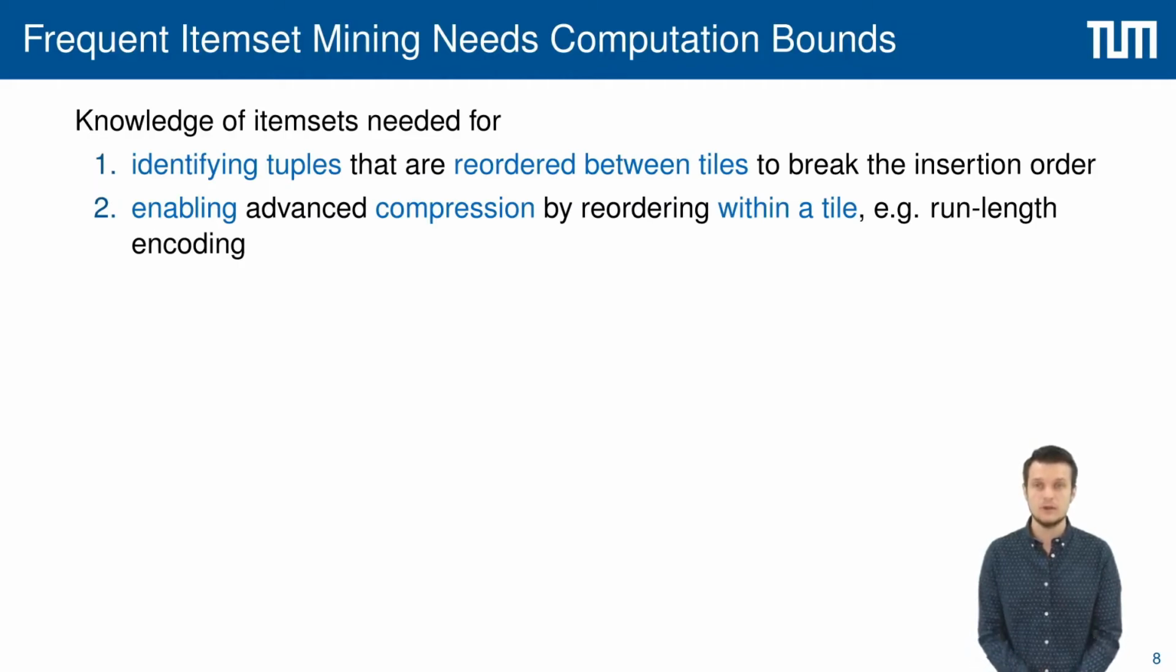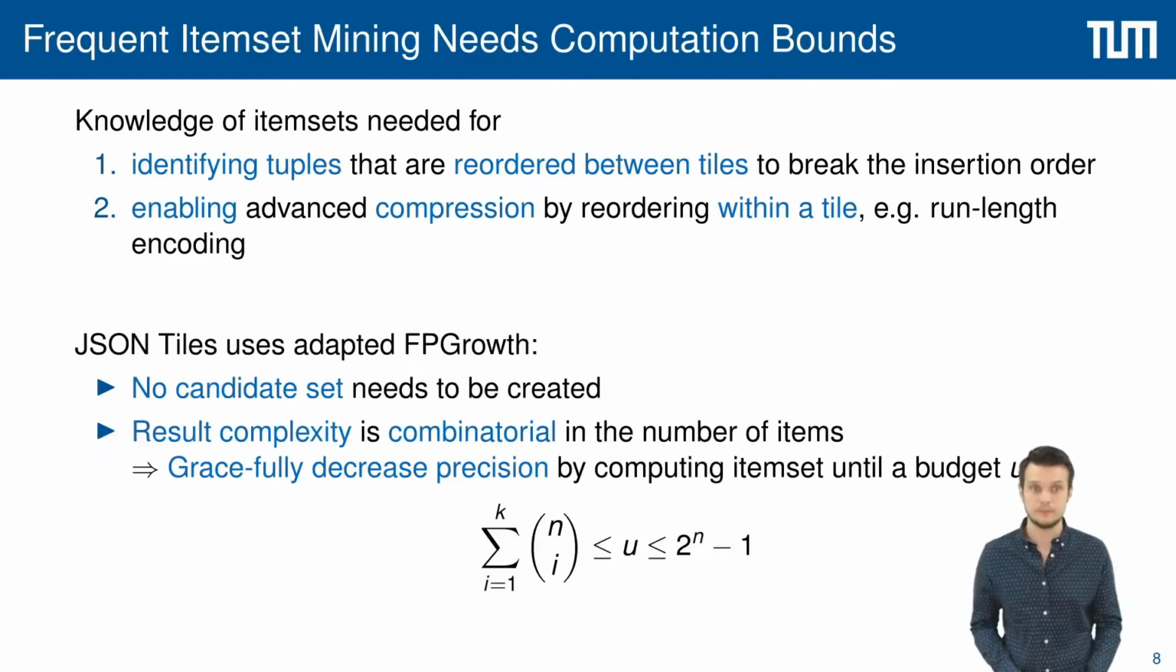But how are we actually identifying those tuples? We can use a frequent item set mining algorithm which mines item sets over the keys of the tuples. Therefore, we find identifiers for the tuples to be reordered according to our previous slide. We can also reorder within a tile to, for example, use run length encoding, because when we have one type in one region of the tile, we can get both better compression and faster accesses as the rest of the tile will be null values.